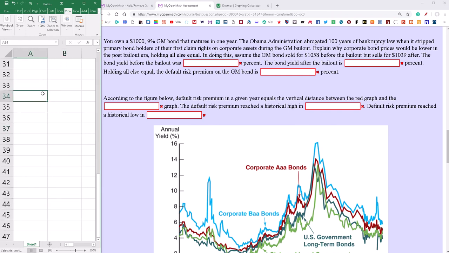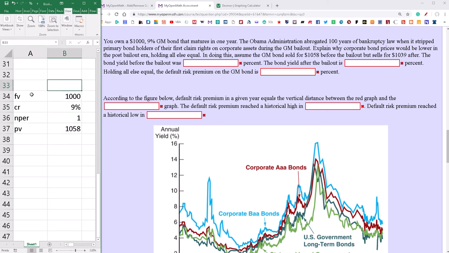We'll go down here. Okay, so we have the face value of $1,000. We have the coupon rate of 9%. And the number of periods is 1. It matures in 1 year. This could be a 10-year bond that you bought after the 9th year, or it could be a 1-year bond that you bought when it was issued by General Motors. Okay. And then what else do we have? We have the price, the present value. The price is $10.58.